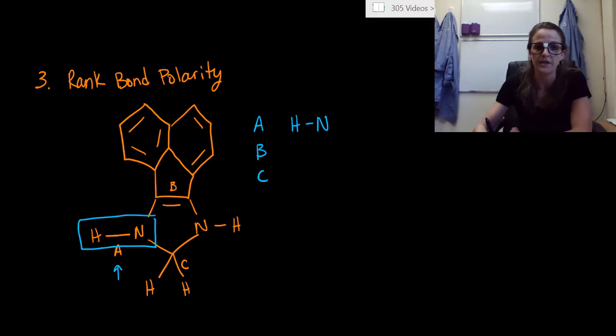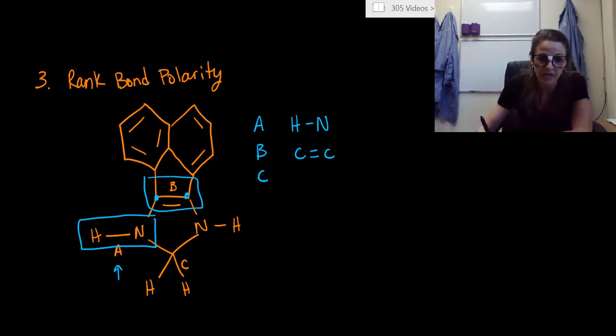Now our B bond is right here. That is a carbon and a carbon. That is a double bond in the center. So a carbon-carbon double bond. And then C is the hardest one to identify, maybe. I mean, it depends on how you think about this. That point right there is definitely a carbon to a hydrogen. So C is a simple carbon-hydrogen bond.